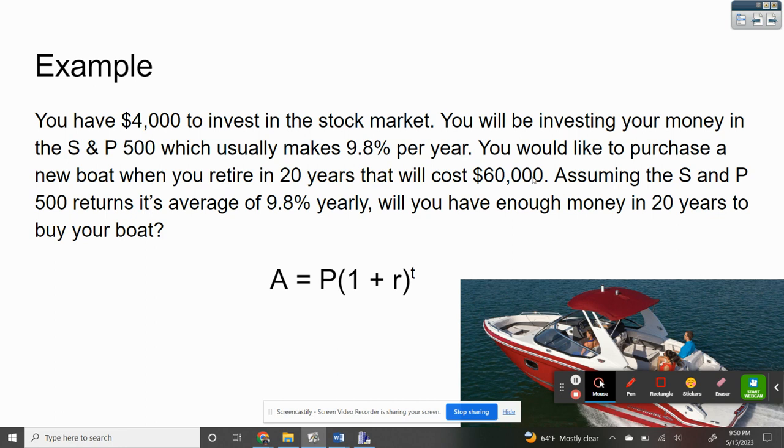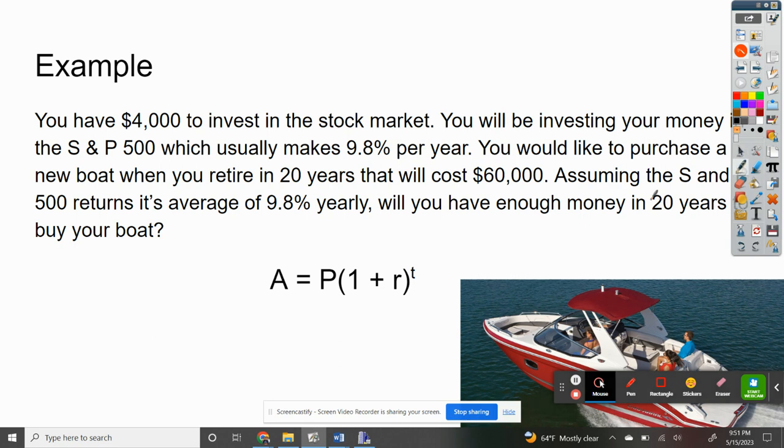You would like to purchase a new boat when you retire in 20 years, and that's going to cost $60,000. So we're going to assume again that the S&P 500, what we're investing in, is going to make 9.8% every year. Do you think that we're going to have enough after 20 years to pay for that boat? So can we turn $4,000 into $60,000 in 20 years? I don't know. Let's find out.